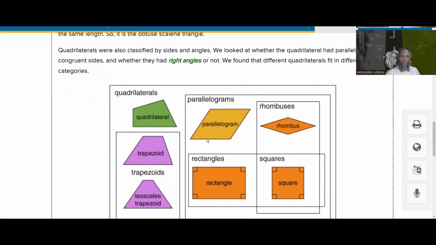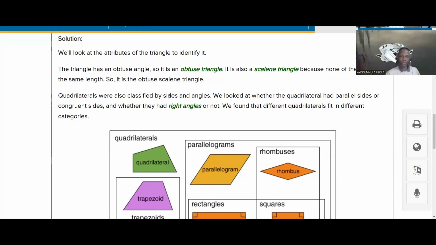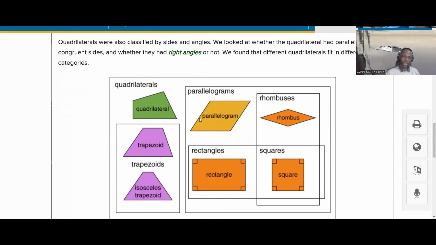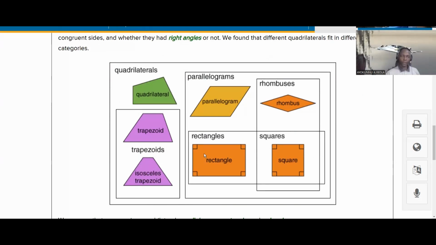Now, if we look at this, quadrilaterals are also classified by sides and angles. So we look at whether quadrilaterals have parallel sides or congruent sides, and whether they have right angles or not. So we found that different quadrilaterals fit in different categories. Like this one, all of them are quadrilaterals. Then trapezoid and isosceles trapezoid, they are both trapezoids. Then the rhombus, the parallelogram, rectangle, and square, they are all parallelograms.